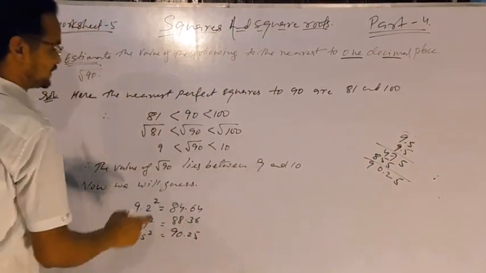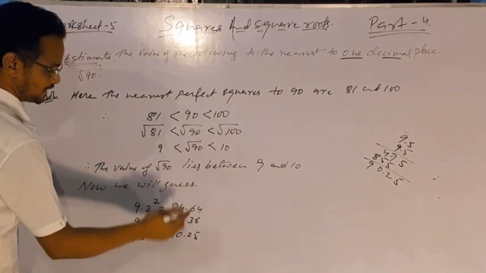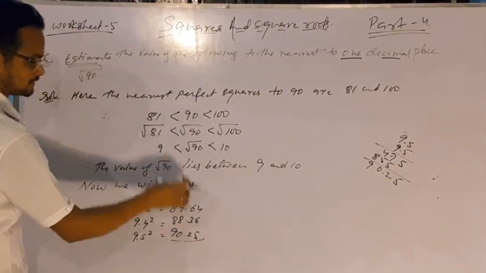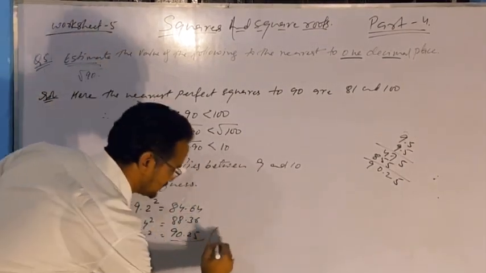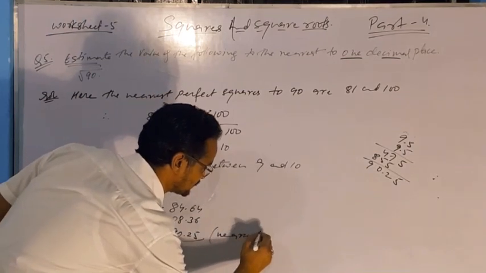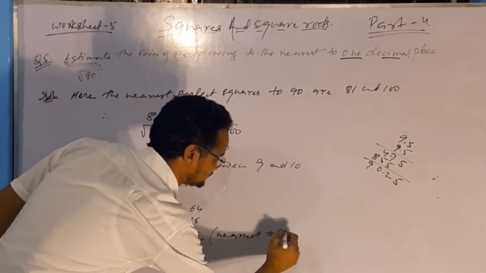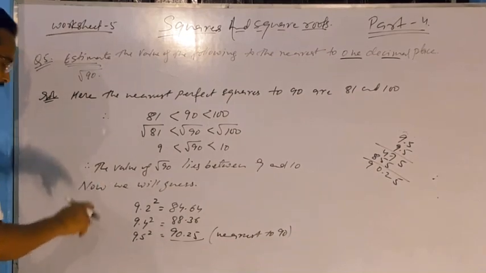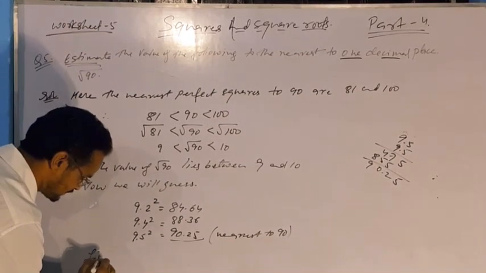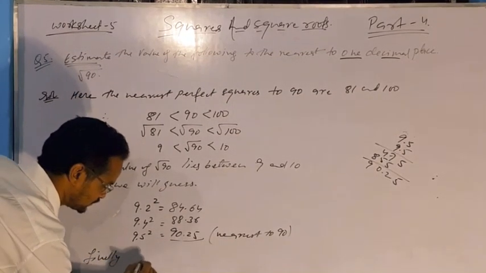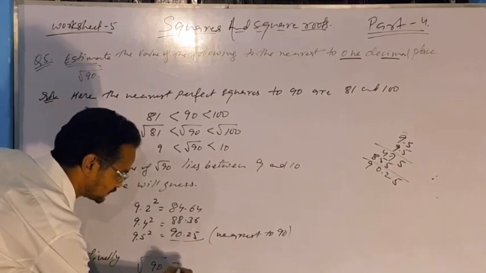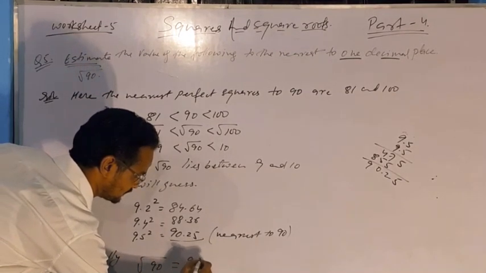9.025. Observe that this 90 and this 9.5 is just closer. This is nearest to 90. Then we can say that finally root under 90 is equal to 9.5.